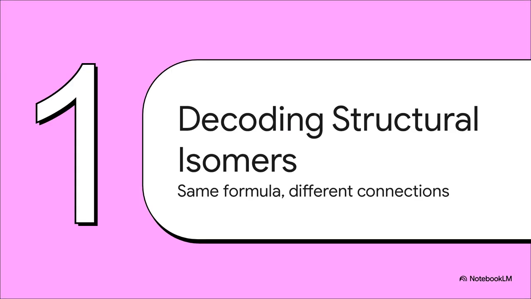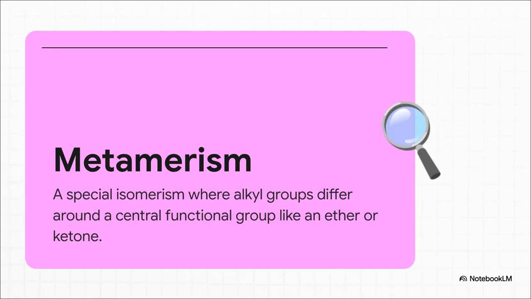Okay, first up, structural isomers. These are molecules that have the exact same chemical formula, the same number of atoms of each element, but the atoms themselves are connected in a totally different order. Think of it like having the same set of Lego blocks, but building completely different things with them. Let's zoom in on a specific type called metamerism. The key thing to look for here is a central functional group, like the oxygen atom in an ether. Metamerism is all about the different ways you can arrange the carbon chains on either side of that central point.